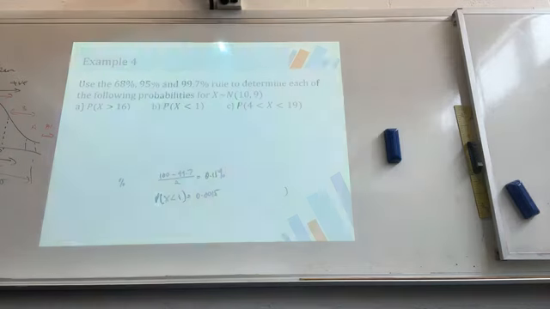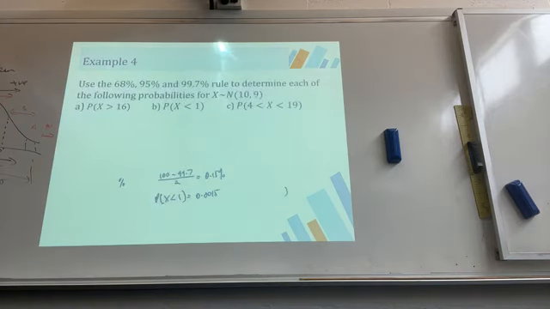Let's go to the next one. Standard deviation is 3. I'm showing you some of the answer. Use the 68%, 95%, and 99.7% rule to determine each of the following probabilities for a normal distribution of mean 10 and standard deviation 3.